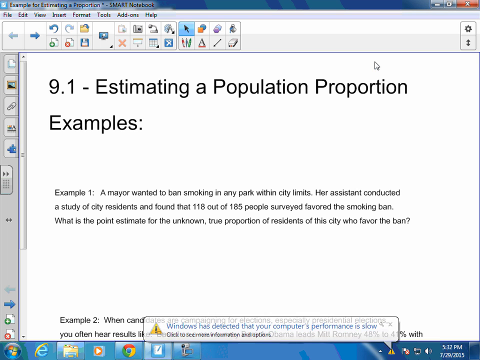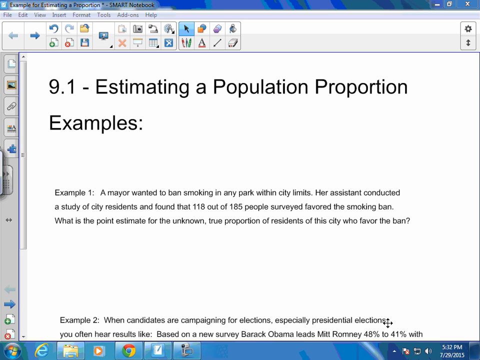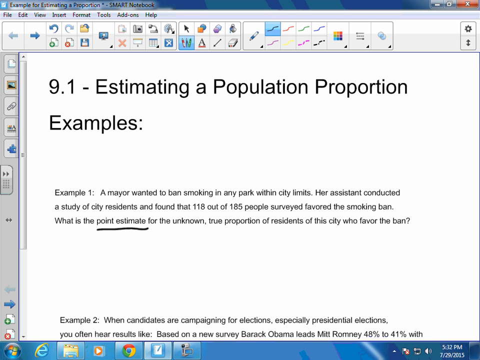All right, and if we go to example 1 here, we have a mayor who wanted to ban smoking in any park within city limits. Her assistant conducted a study of residents and found that 118 out of 185 people surveyed favored the smoking ban. So we're asked, what is the point estimate for the unknown true proportion of residents in this city who favor the ban?